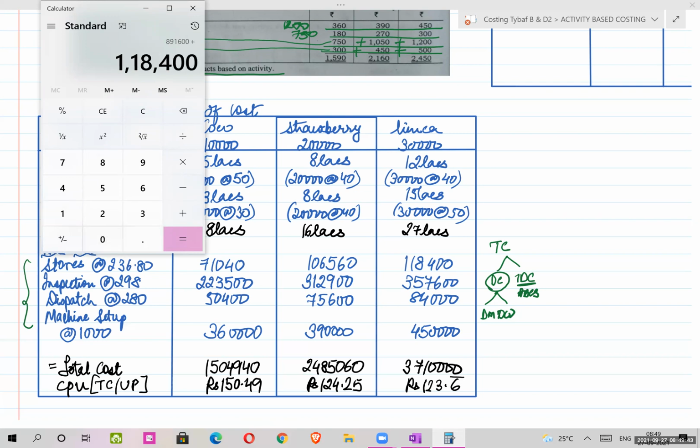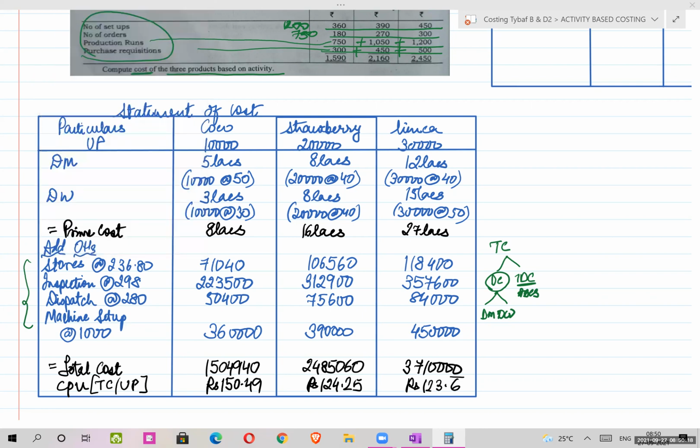Is it clear to everyone? Just acknowledge it in the chat box. Divide this with 30,000 units. So you get 123.6666. Okay. 16 lakhs plus 1,06,560 plus 3,12,900 plus 75,600 plus 3,90,000. Divide this with your units produced. Okay. So 124.25. Is it clear to everyone? Understanding?